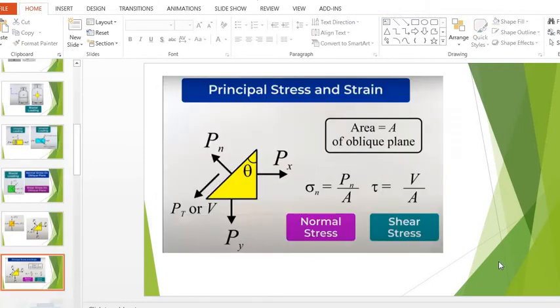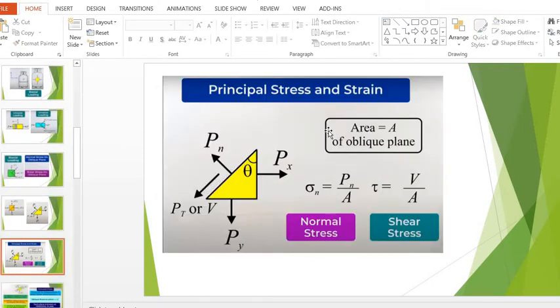Due to this normal load, normal stress will be developed, and that will be load upon area. Which area? The area of this plane, this oblique plane. So if I divide the load by the area of this oblique plane, I will get the normal stress.